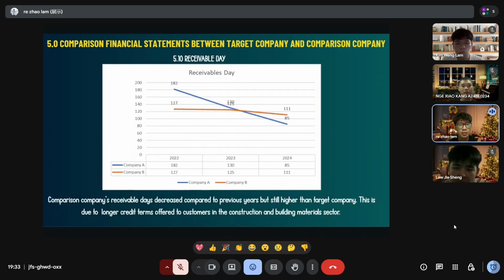So the next is receivable days. The comparison company's receivable days decreased compared to previous years but are still higher than the target company's. This is due to longer credit terms offered to customers in the construction and building material sector.